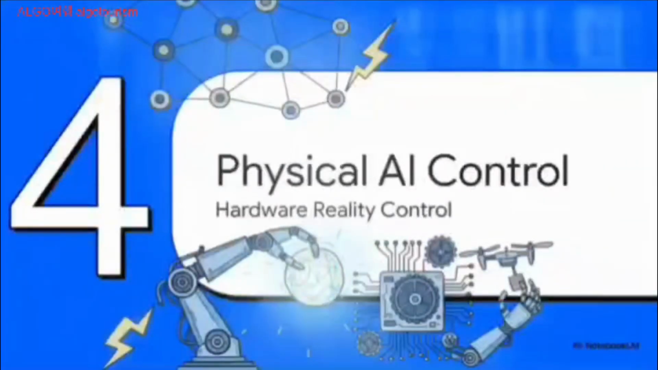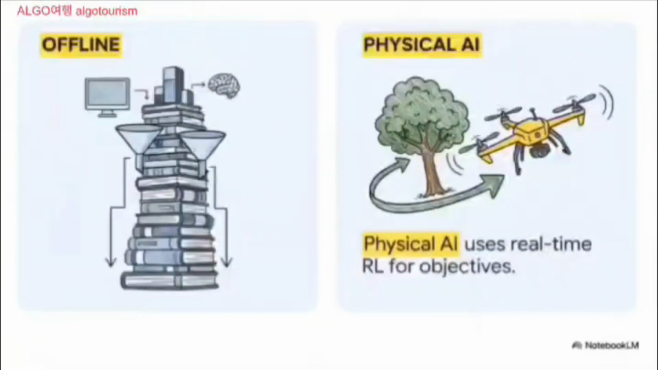Let's look at Section 4, Physical AI's reality control. And this brilliantly illustrates the divide. Generative AI mostly works offline. It trains on a massive data set of the past to predict sequences. Physical AI, however, like a drone trying to dodge a tree in the woods, doesn't have that luxury.